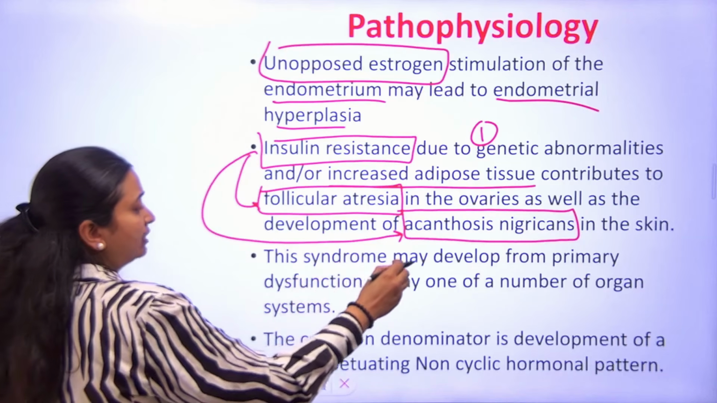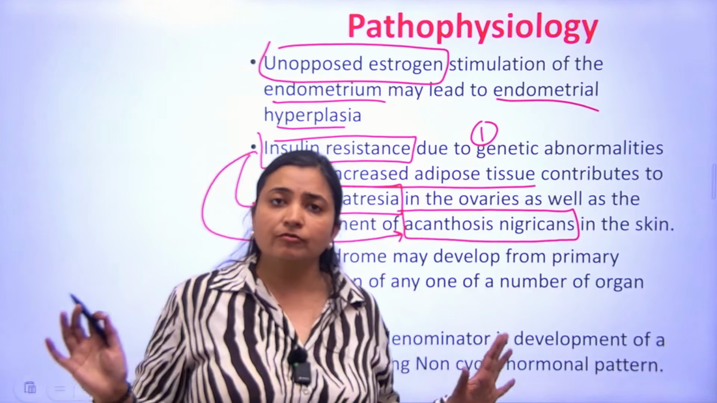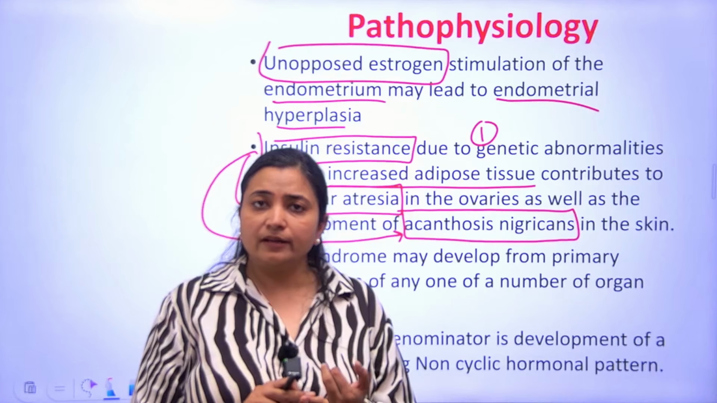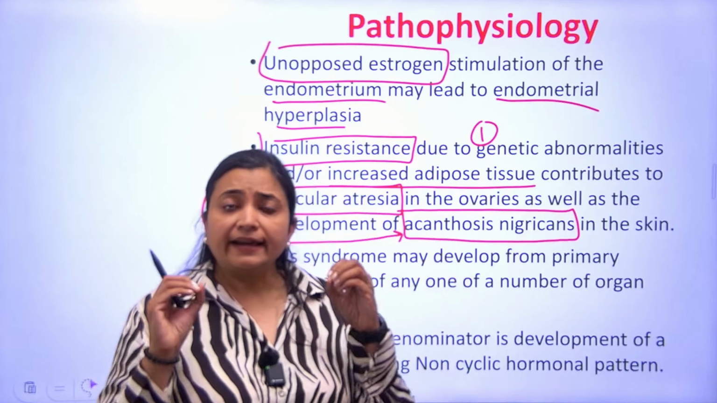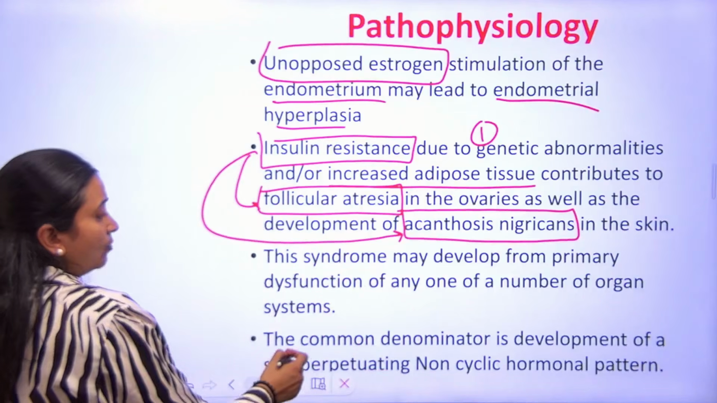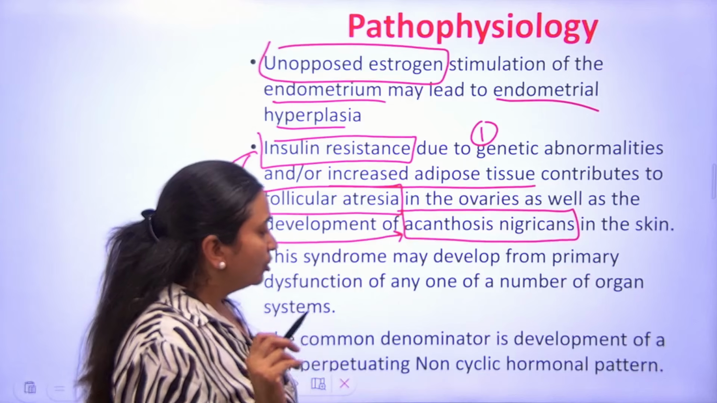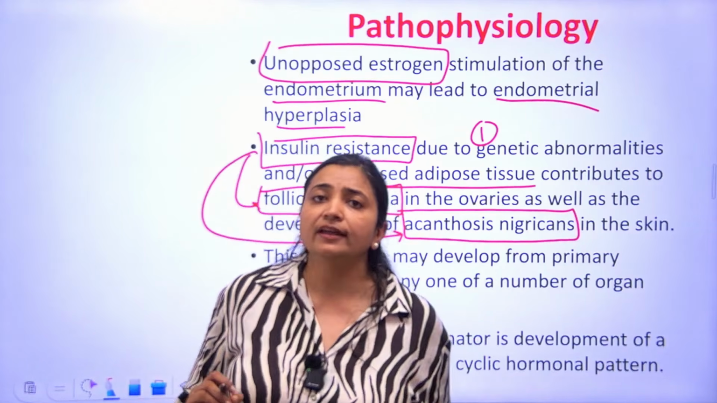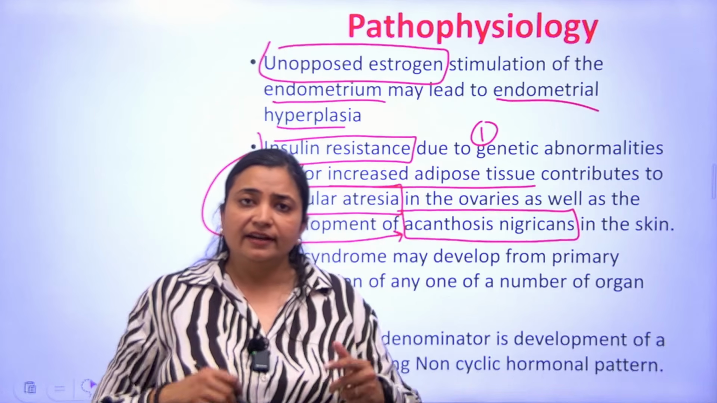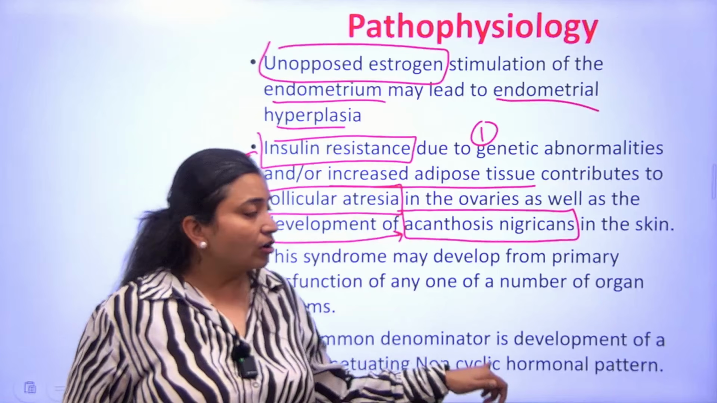So this syndrome may develop from primary dysfunction of any one of a number of organ systems: hypothalamus, pituitary, adrenal, ovary, adipose tissue. Anything at any place can go wrong and can lead to a cyclical pattern. The common denominator is development of a self-perpetuating non-cyclic hormonal pattern. Very important, self-perpetuating. It does not need any trigger. It starts and it maintains on its own. And it is a non-cyclic hormonal pattern.